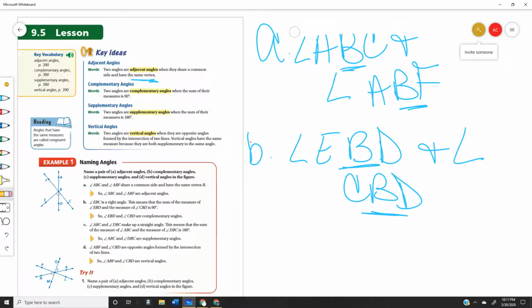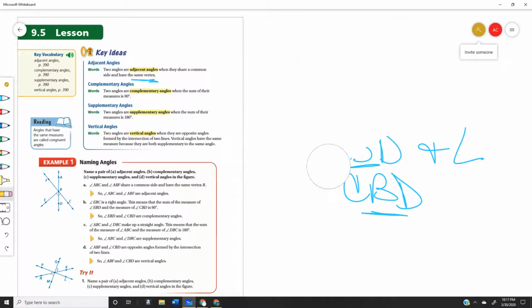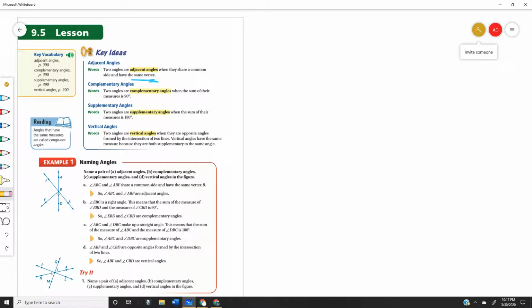Okay, C asks us to find supplementary angles. Supplementary makes straight lines. So when I'm looking at this, I see two different straight lines. I see this straight line right here, and I see this one right here. The book has us looking at the vertical straight line, this one right here. So we're going to look at the angles that make up that straight line.